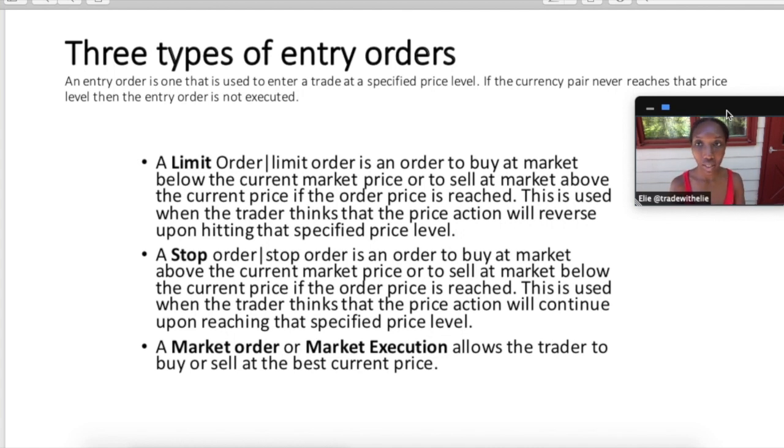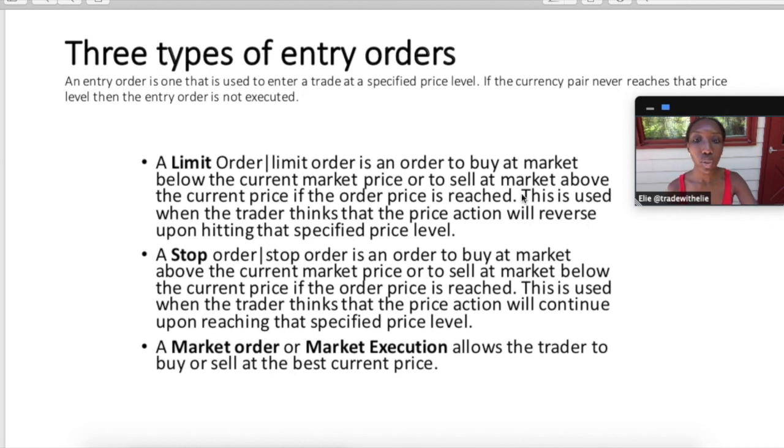Okay, so basically we have three types of entry orders, right? We have a limit order, we have a stop order, and we have market execution. So a limit order is an order to buy at market below the current price or to sell at market above the current price if the order price is reached. This is used when the trader thinks that price action will reverse upon hitting that specified level.